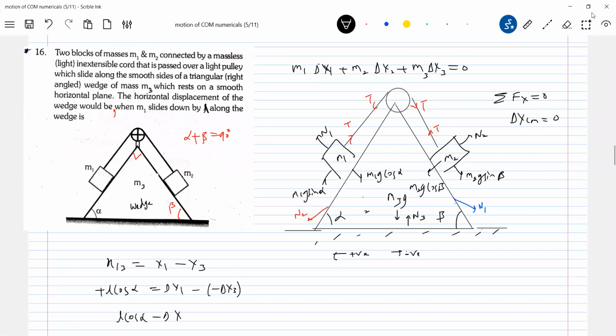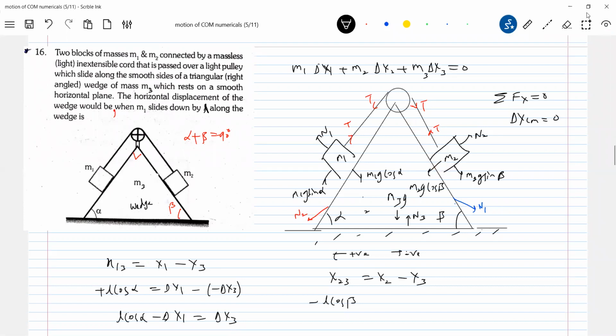L cos alpha delta x1 equal to delta x3. Similarly, come for the second block, x23 equal to x2 minus x3. So how much will it move? L cos beta. It will slide up. If this moves a distance L with respect to the wedge, this will move down a distance L with respect to the wedge. It will move up a distance L. So L cos beta. And what is the direction?